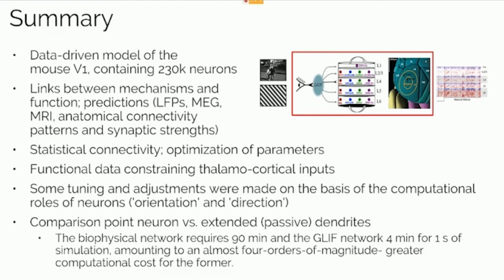For instance, computing the extracellular field potential requires spatially extended neurons. Passive dendrites were used in the model. This was due to active dendrite models being too computationally expensive for the extent of the work, especially when using that in an optimization loop. And the GLIF models are the point neuron models, which were about 8,000 times faster to simulate. This is really quite a radical speed up.